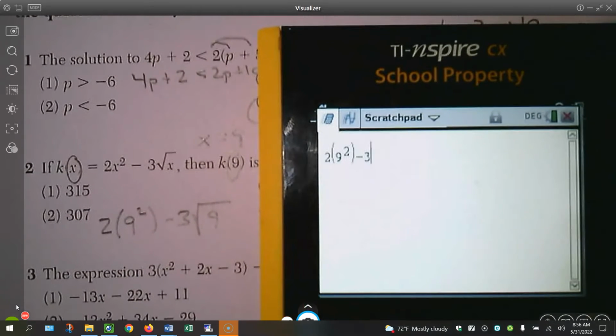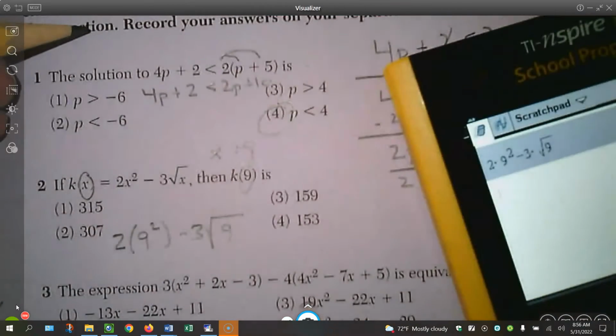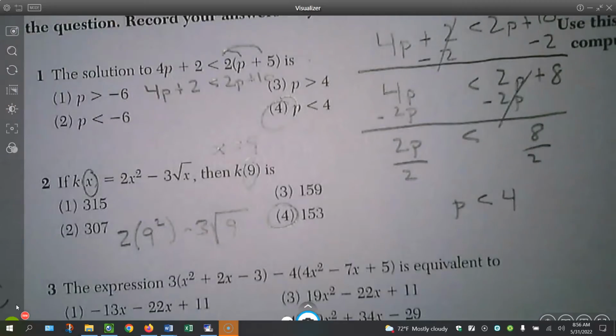To get the square root, you can do second, x squared, next to the 4. 3 square root of 9. It's 153, which is going to be choice 4.